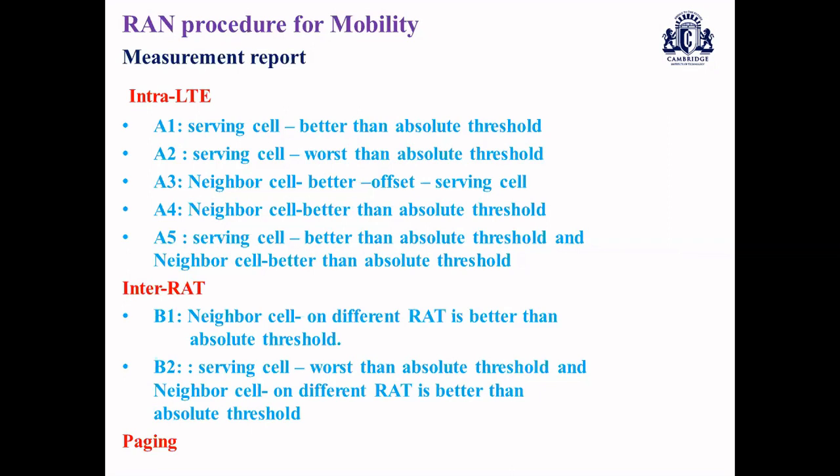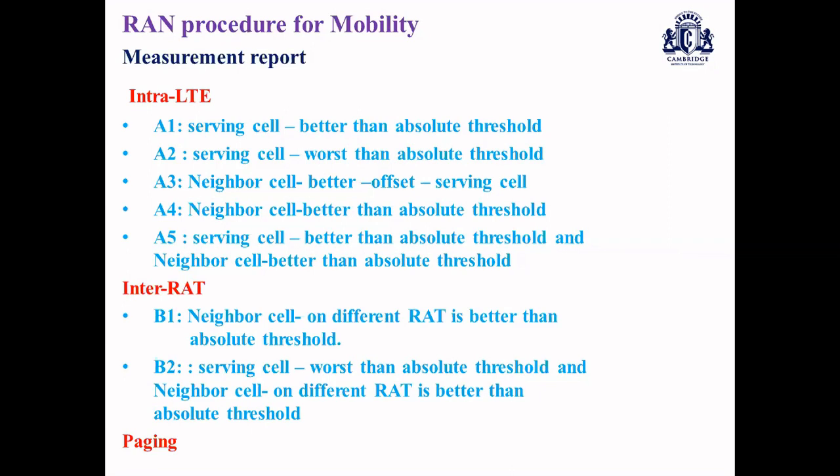So based upon intra LTE and inter RAT mechanisms, intra LTE has 5 events that are triggered: event A1, event A2, event A3, event A4 and A5. In A1, the serving cell radio link quality becomes much better than the absolute threshold. So we are going to configure the enhancement when it comes to the threshold value in case of event A1.